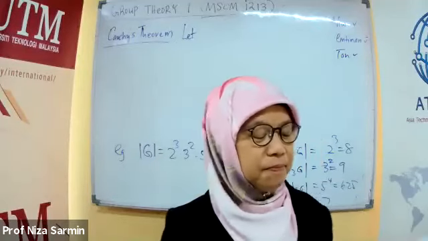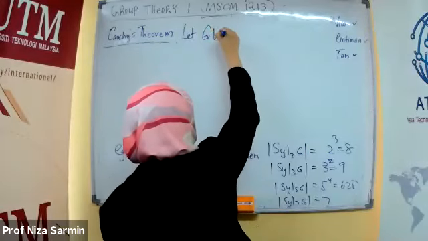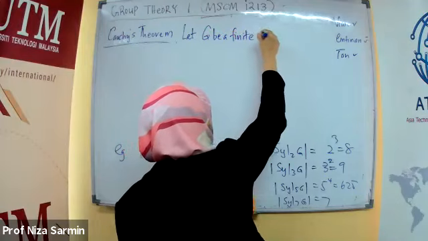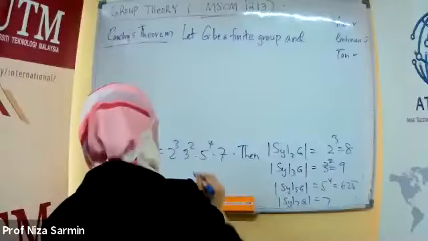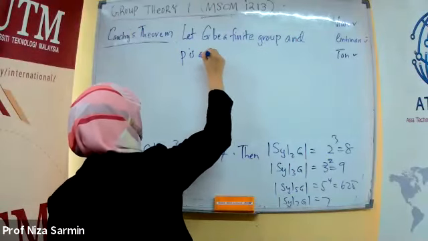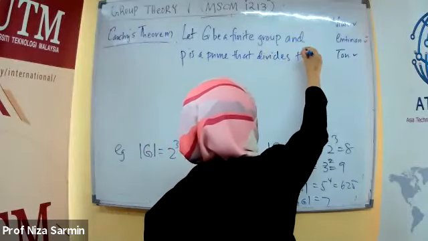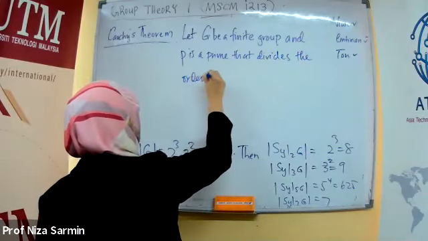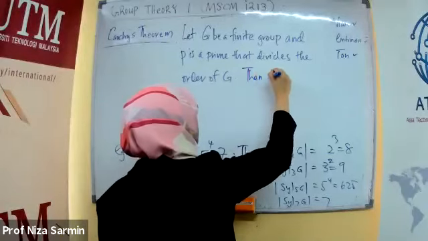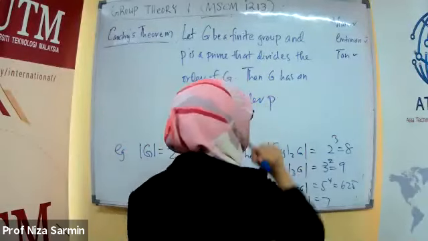Let G be a finite group and P a prime that divides the order of G. Then G has an element of order P. Okay, Tan, thank you.